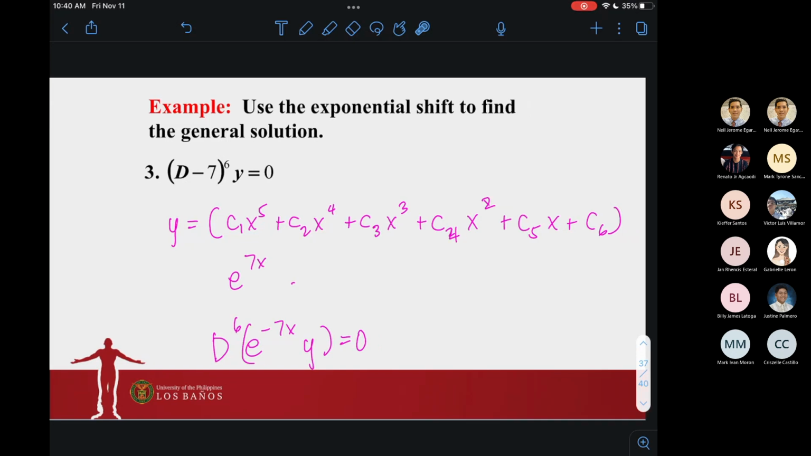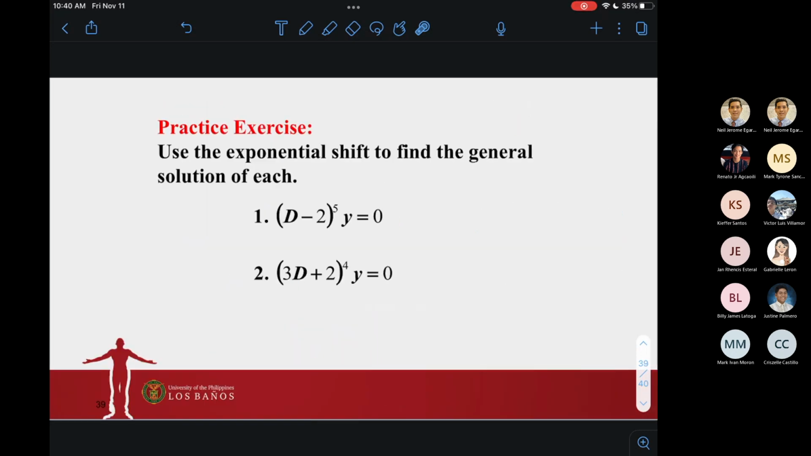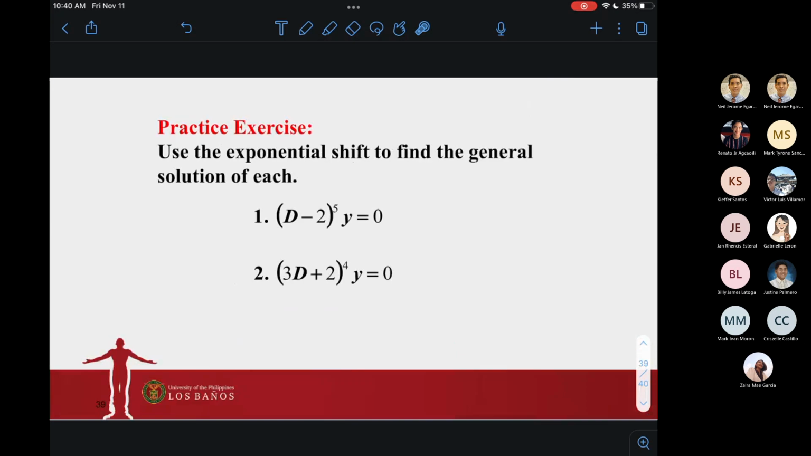Okay? And I think that ends this section. Right? Any questions? Nahapo ako doon. Parang super bilis ng pagkaka-discuss. But I hope that's fine with you.